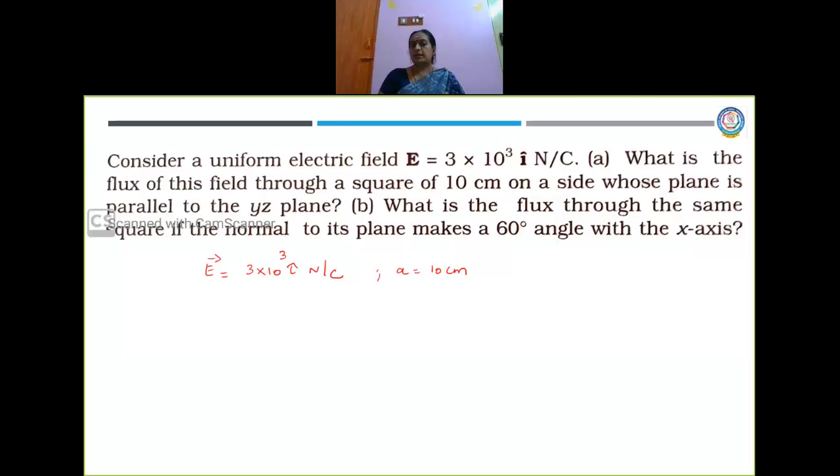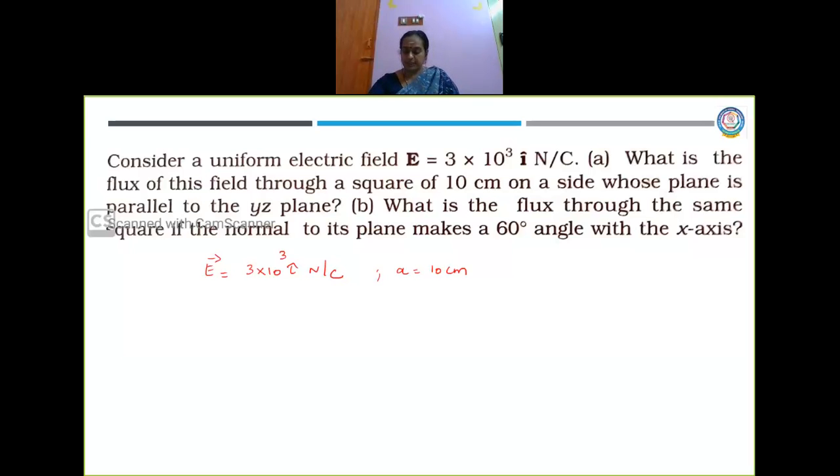But we are not going to consider the YZ plane, we are going to consider the X axis, because the next question is: what is the flux through the same square if the normal to its plane makes a 60-degree angle with the x-axis. So if the plane is parallel to the YZ plane, then the plane should be perpendicular to the x-axis, right? So if the plane is perpendicular to the x-axis, how should the area vector be? The area vector should be parallel to the electric field, correct? So we have to find out in that case.